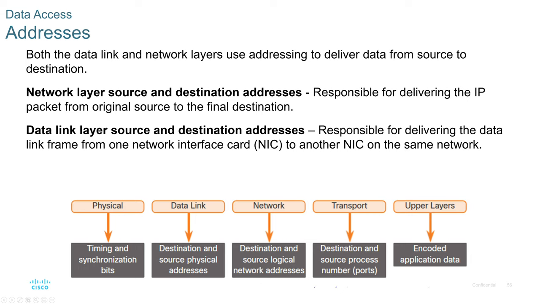So you have the physical layer, which has the timing and synchronization bits. Data link layer has the destination and source physical address. Network layer has the destination and source logical network address. And then the transport layer has the destination and source address or the port numbers. And finally, the upper layer will have the encoded application data. This particular slide has a nice little diagram. I would actually remember this for your exams and quizzes from Cisco.